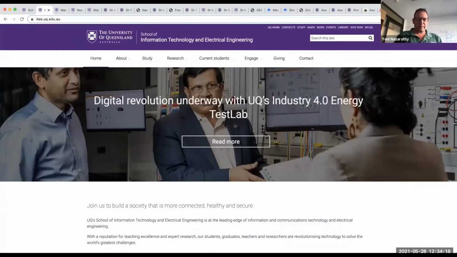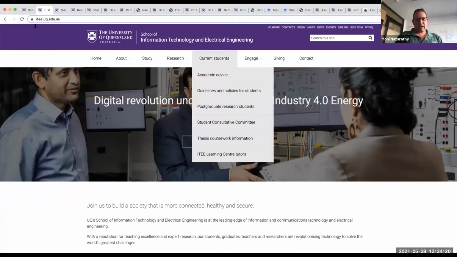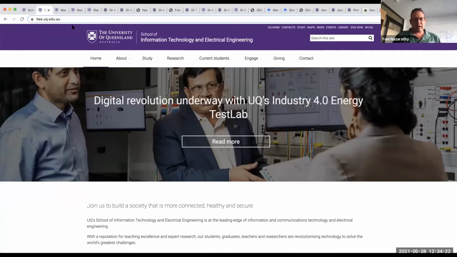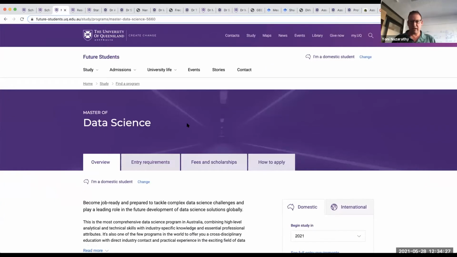There's also the School of ITEE, and jointly the School of Math and Physics and ITEE, that's Information Technology and Electrical Engineering, we have the Master of Data Science. Now this is a teaching program, but it has brought us together. We work together mostly on teaching, but it has created some synergies between machine learning experts on the IT side and machine learning and data science people on my side, and also database people. So we've got this Master of Data Science program.